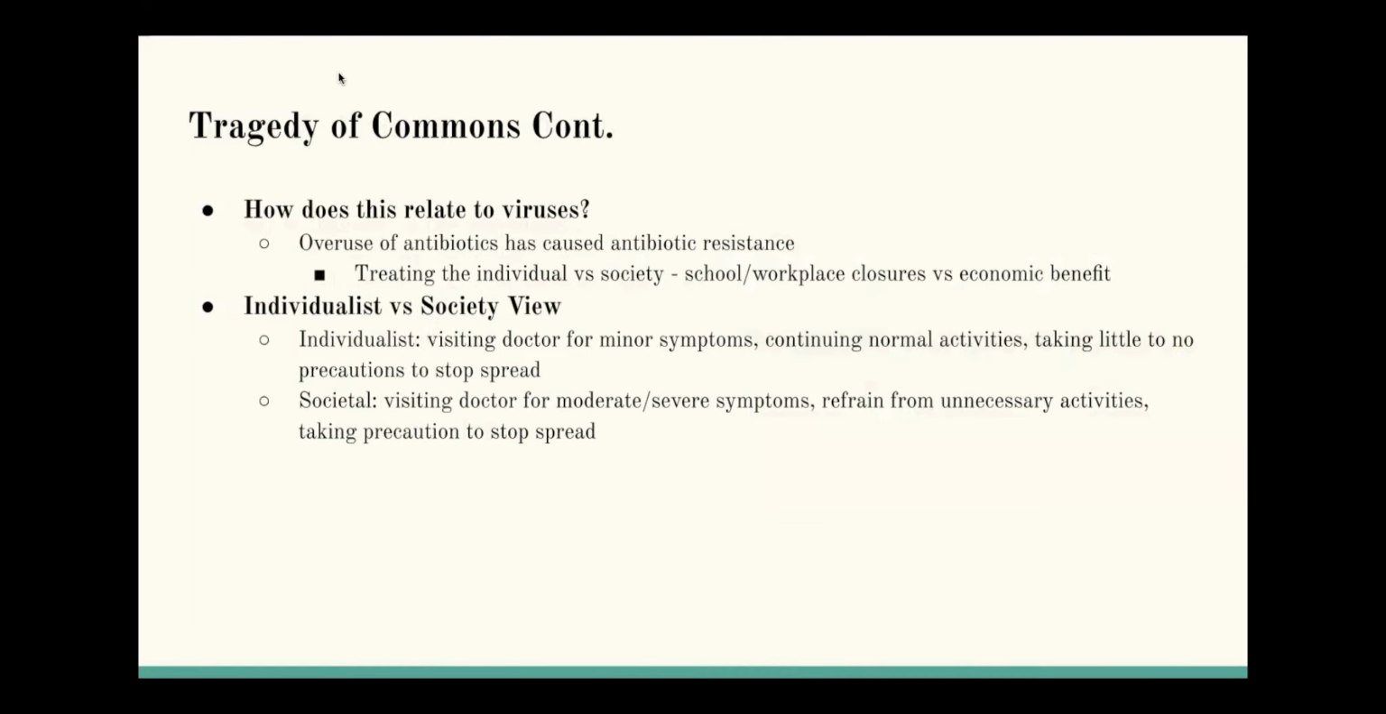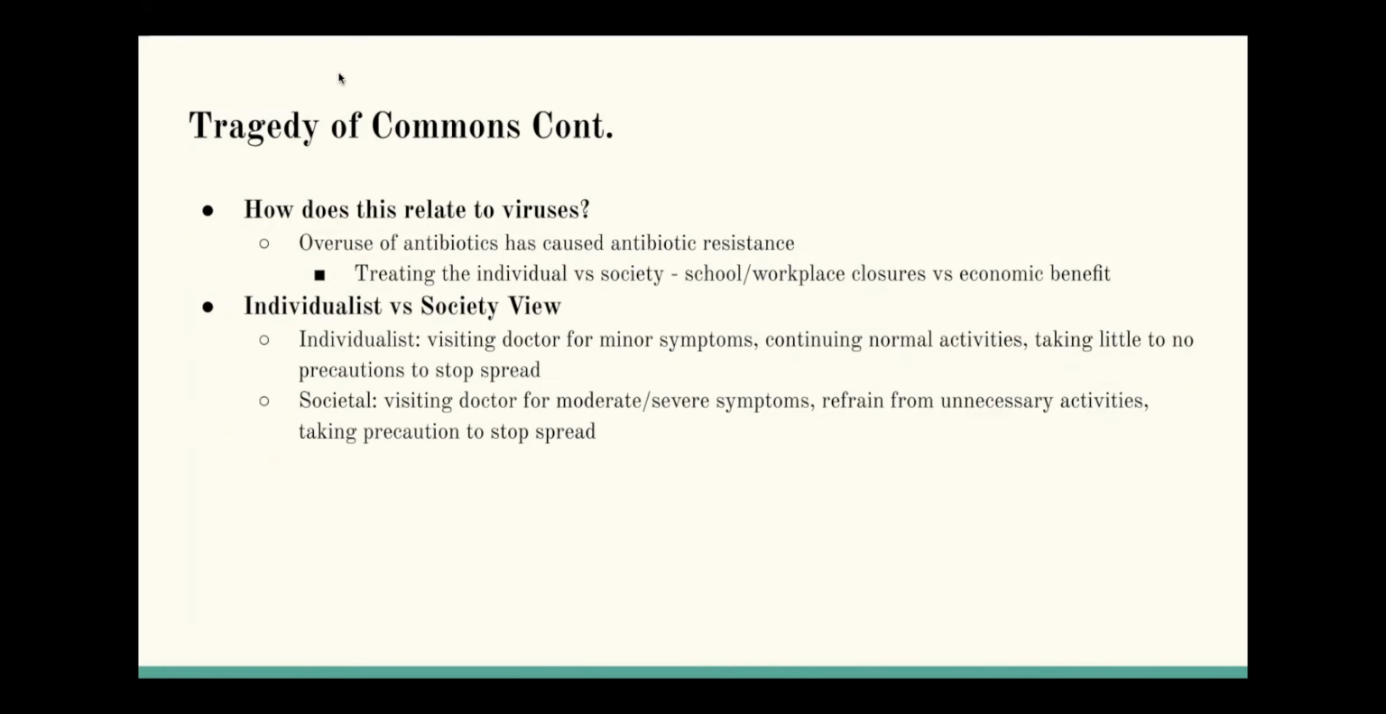While this has a broader focus, let's look at how this can be employed in day-to-day life. Individualists would have a perspective that would include things like visiting the doctor for minor symptoms, which ultimately takes the doctor's time away from more urgent cases, and refusing to limit normal activities while sick. Overall, this takes little to no precaution into stopping the spread of the virus.